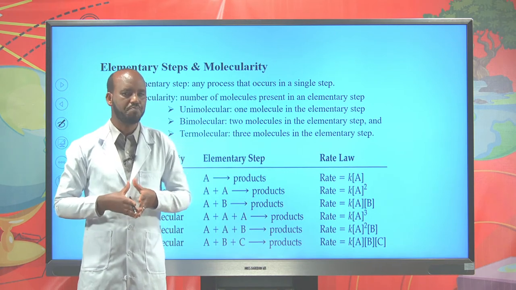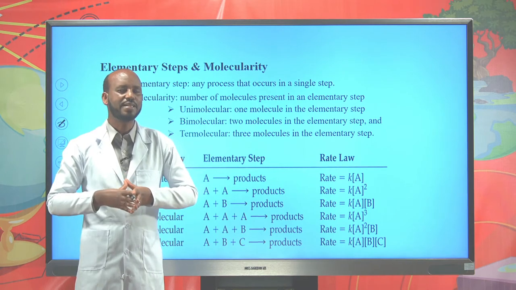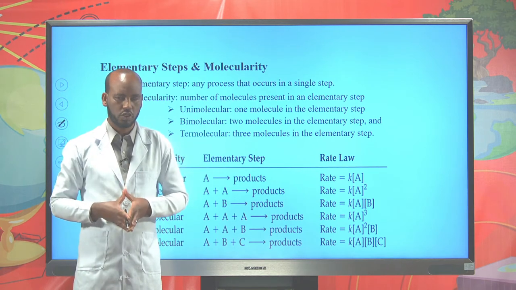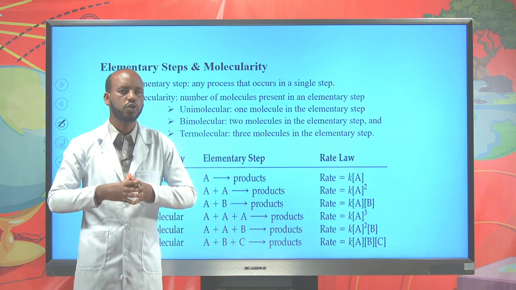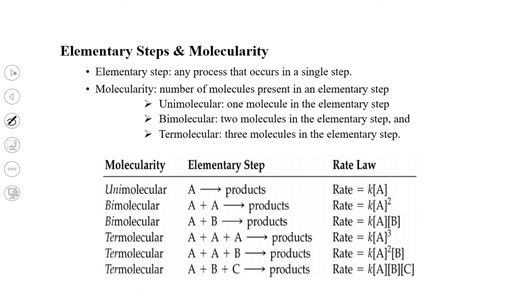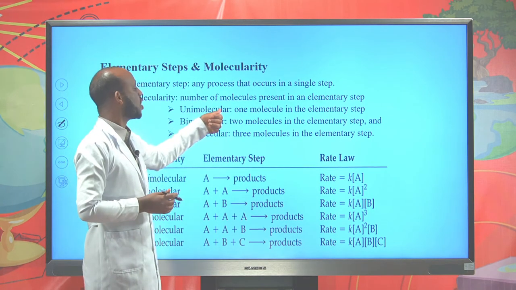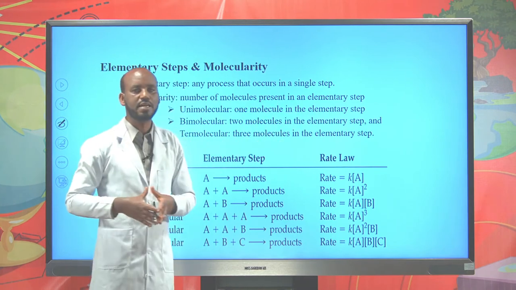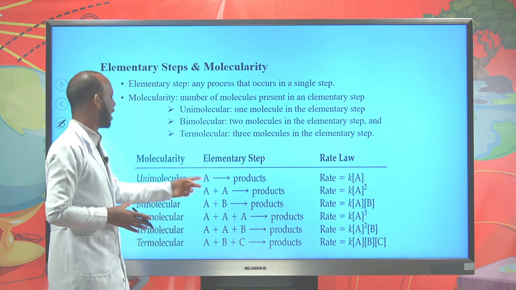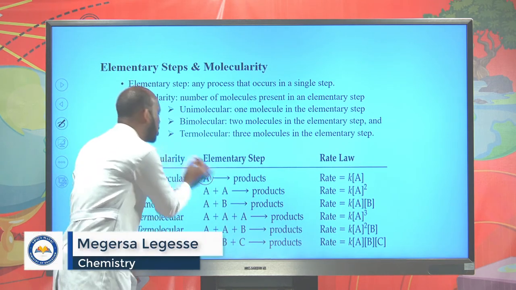These particles can be ions, molecules or atoms that can react, that can collide, that can contact each other to form a desired product. Therefore, the molecularity of a reaction can be unimolecular if there is only one reacting species. Unimolecular: one molecule in the elementary step. For example, A to product. There is only one reacting species.